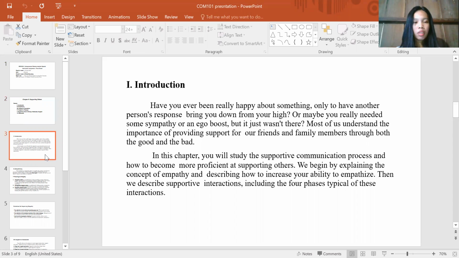Now I'm going to present about my introduction. Have you ever been really happy about something only to have another person respond to bring you down from your high, or maybe you really needed some support on a goal, but it just wasn't there. Most of us understand the importance of providing support for our friends and family members through both the good and the bad.